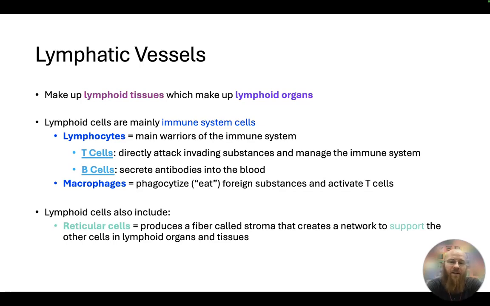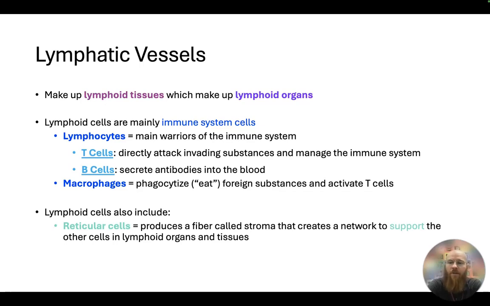We also have T cells that directly attack invading substances and manage the immune system. The B cells secrete antibodies into the blood. Okay, so while the T cells are those direct attacker cells, the B cells are the ones that will just secrete antibodies, which can then help us recognize foreign substances. And then we have our macrophages. These phagocytize, or just eat or engulf, foreign substances and tend to also activate those direct attacker T cells.